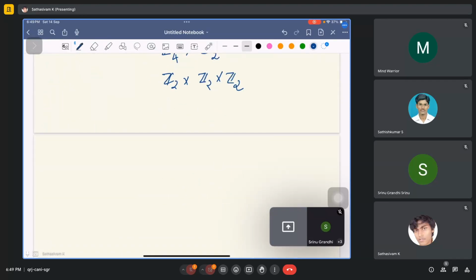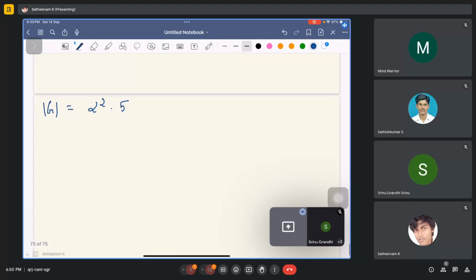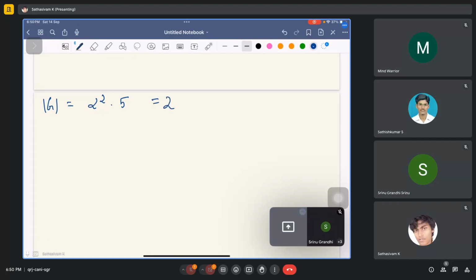Maybe G equal to 2 squared times, let's say, 5. Okay, so this is how you write it. What is 2 squared anyway? It's 4, times 5 is 20, right? So if you want to write everything, you can write it as Z20. You can write it as Z10 cross Z2.